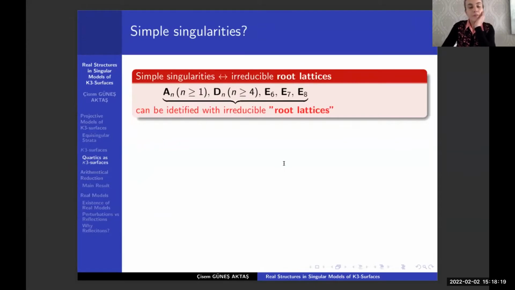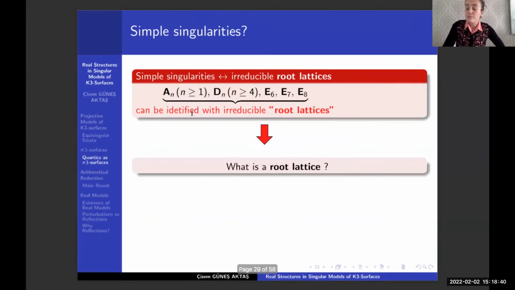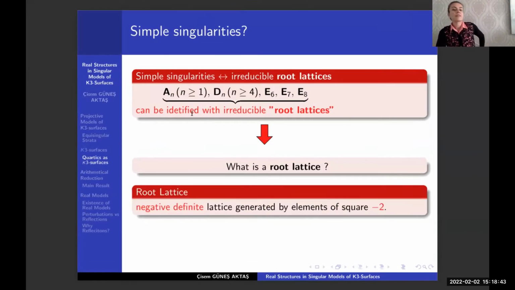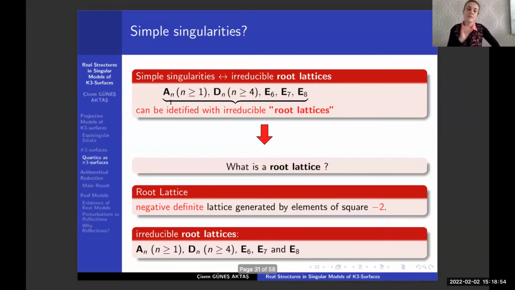I am working with quartic surfaces with simple singularities, so let me talk a bit about them. What are simple singularities? They are of this type, ADE type singularities, and the most important thing about them is the following: they can be identified with the irreducible root lattices. And what is a root lattice then? It is a negative definite lattice generated by the elements of square minus 2. And since we can identify irreducible root lattices with the simple singularities, we will use the same notation for them as the simple singularities.